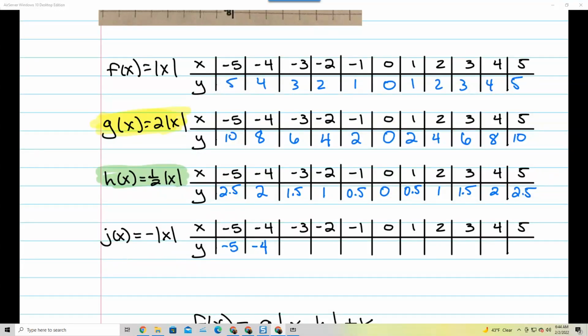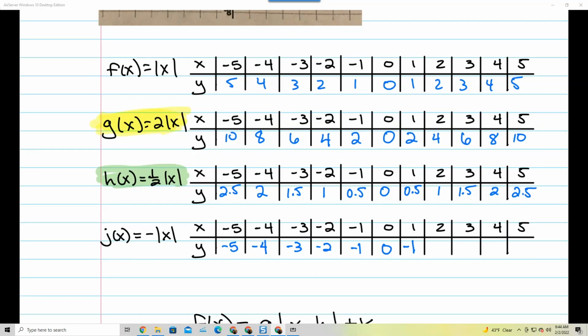In that same fashion, I'm going to take that negative 3. I'm going to substitute it in. Absolute value of negative 3 is just a positive 3, but I still have this negative on the outside, so the answer is going to be negative 3. And if I continue doing this, I'm going to get negative 2, negative 1. Technically, it would be negative 0, but negative 0 is just 0. When I substitute the 1 in here, I'm going to take the absolute value of 1, which is just 1. But again, I still have that negative in the front, so this becomes negative 1.